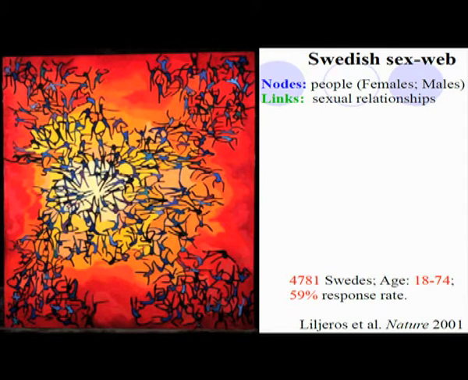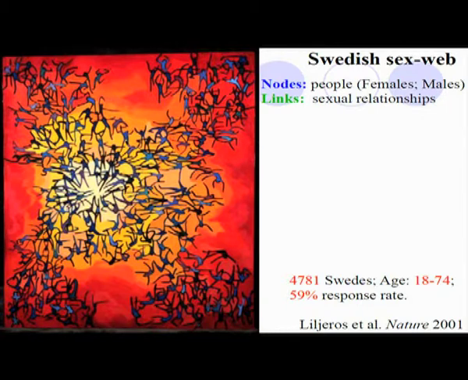Another example that I would like to point out is the Swedish sex web. We will talk more about this example in the next lecture, but just to give you a brief idea. Here the network is composed of nodes which are individuals, males and females, and edges indicate whether a sexual partnership has taken place between a pair of nodes.